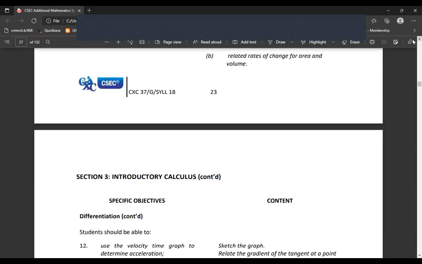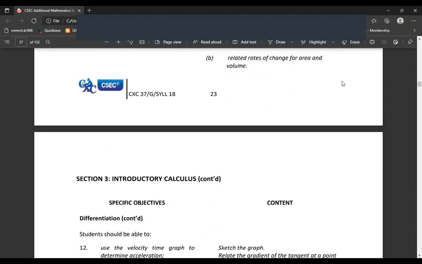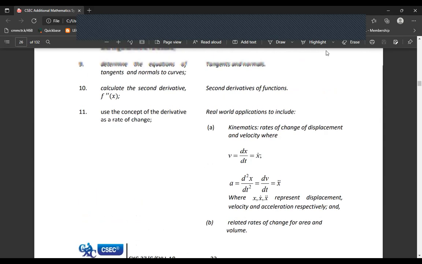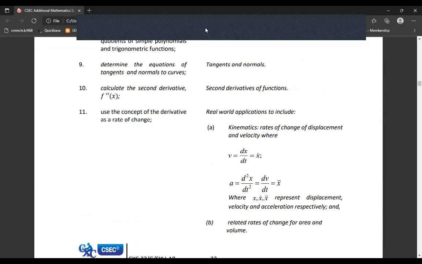So for your exam, that's where you're required to apply your knowledge of rates of change, right? When calculating the rate of change for area and volume, and then for kinematics. But we're not doing kinematics right now. We're doing that after, right? We're doing this right now for area and for volume, right? So just know for your exam, expect to see a rates of change question for area, volume, kinematics.